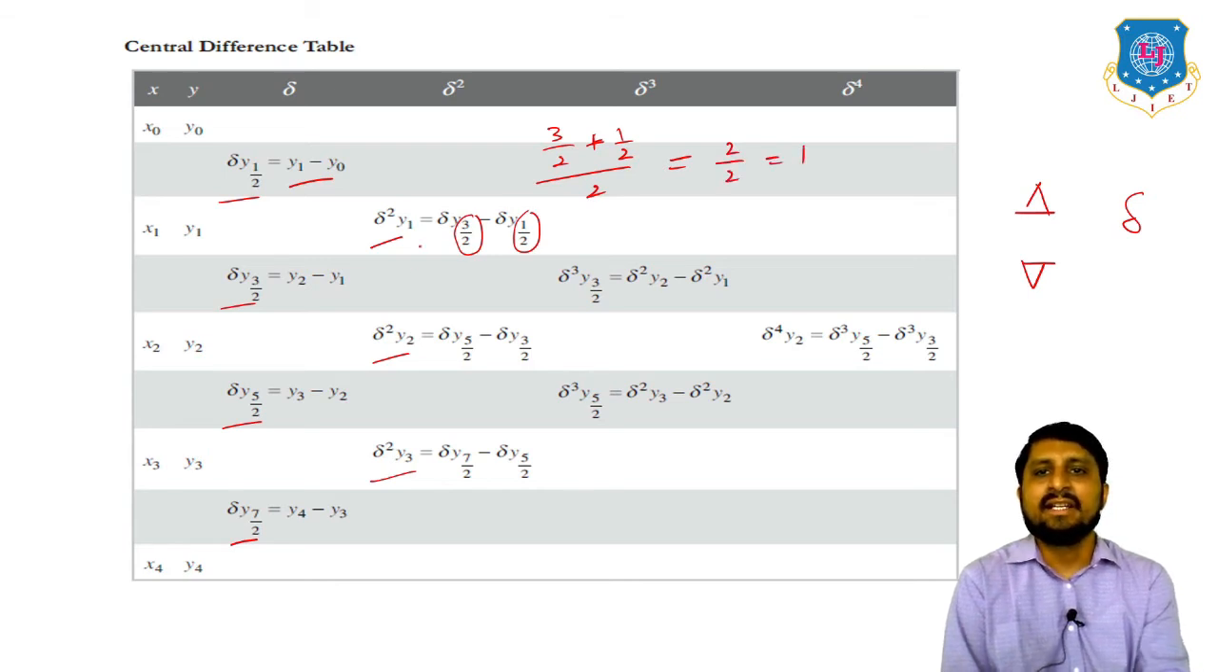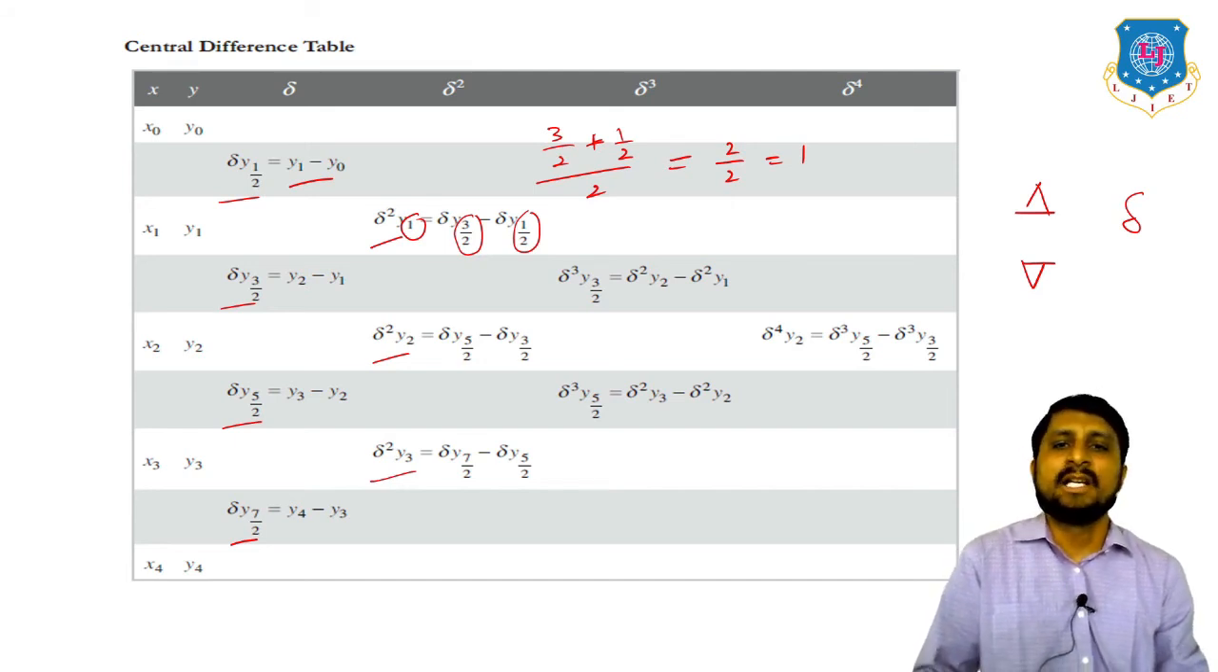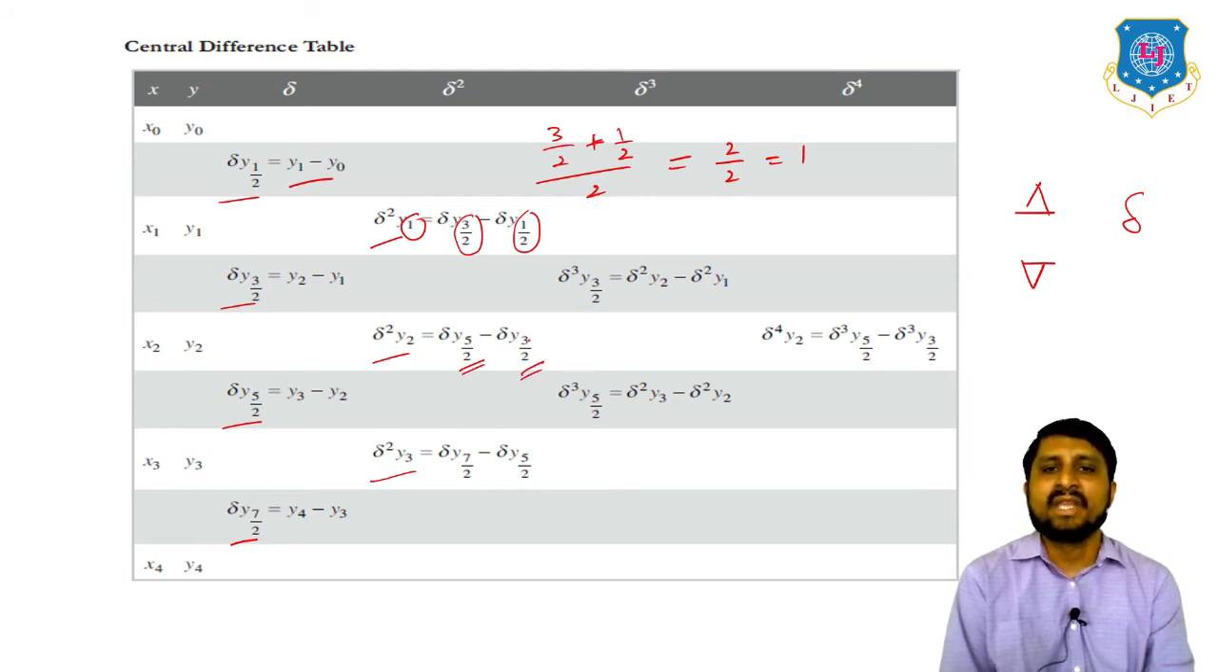So that's why in LHS you have 1. Okay, so it is easy to understand, easy to find the value of the subscript. Okay, delta y5 by 2. Here also you can see 5 by 2, 3 by 2. So 5 by 2 plus 3 by 2, that is 8 by 2, 4 by 2. So that is 2. Here 2. Okay, clear? So easy to understand.